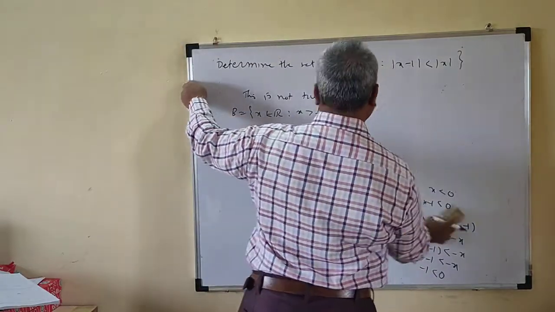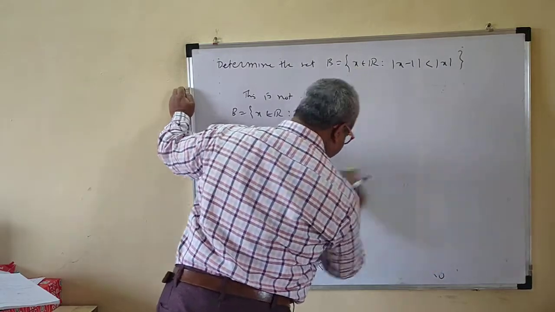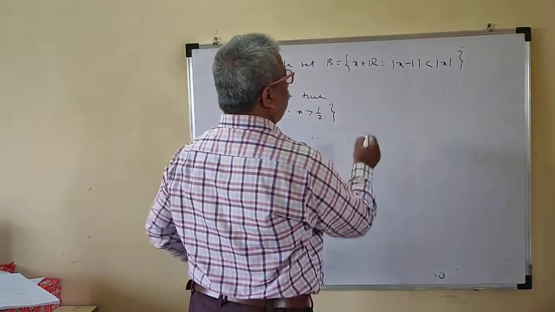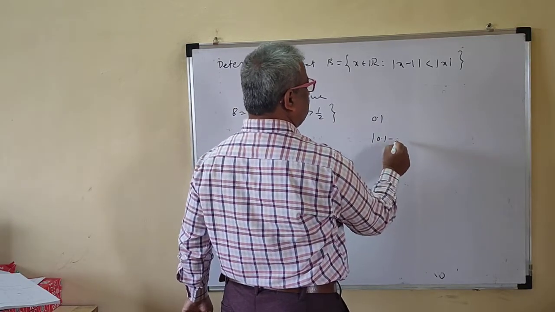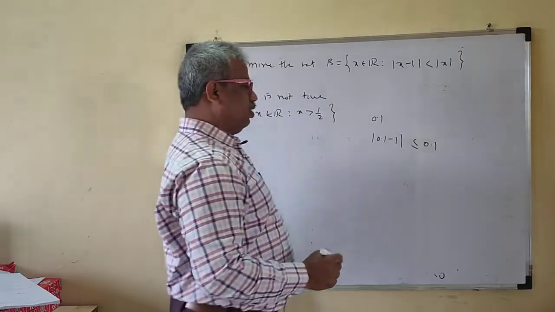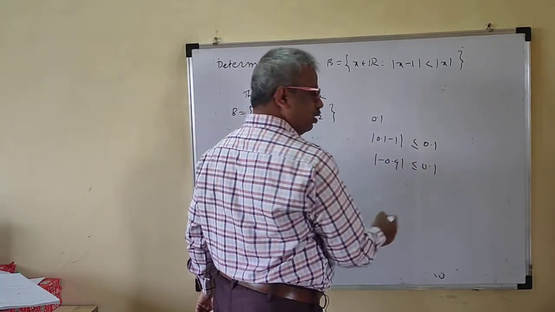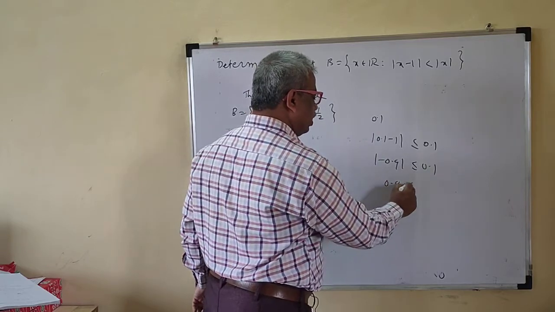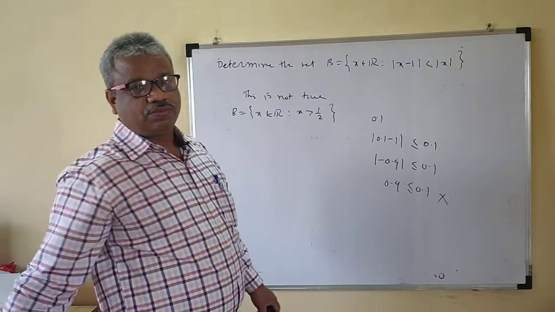Other values do not satisfy this condition. So you may check this. Check 0.1: mod of 0.1 minus 1 is less than or equal to 0.1. Is it correct? This is minus 0.9, which is not less than 0.1. Mod of minus 0.1, now this is not true. This is not true.